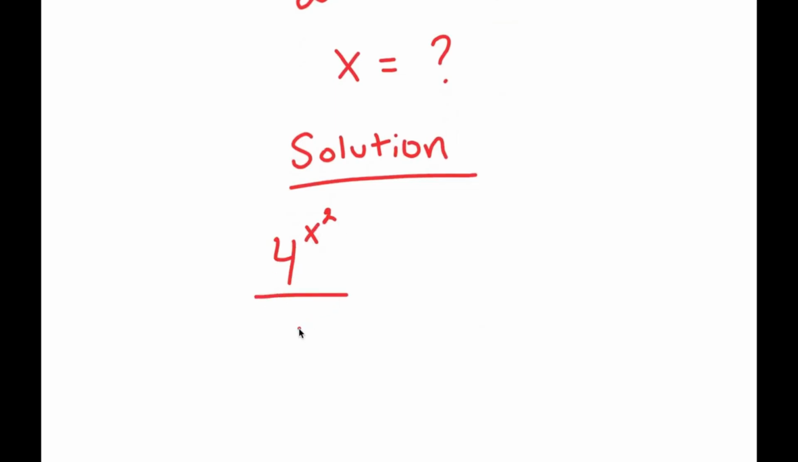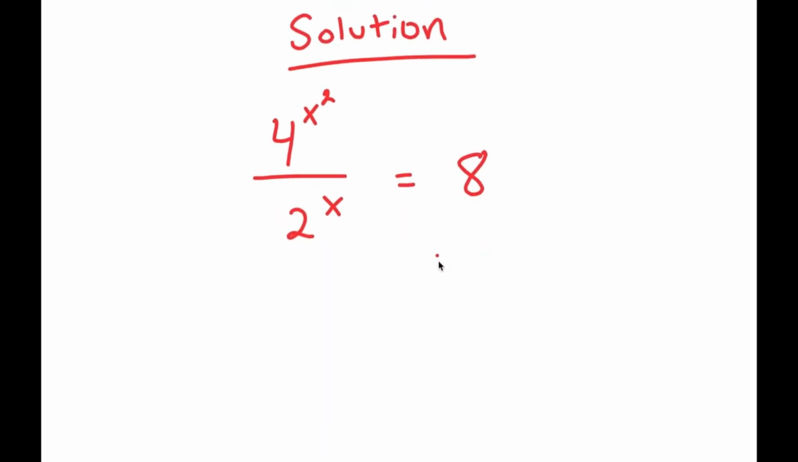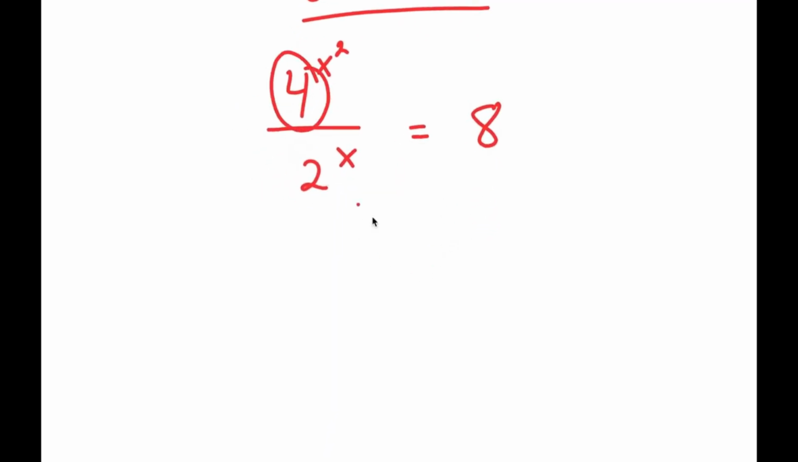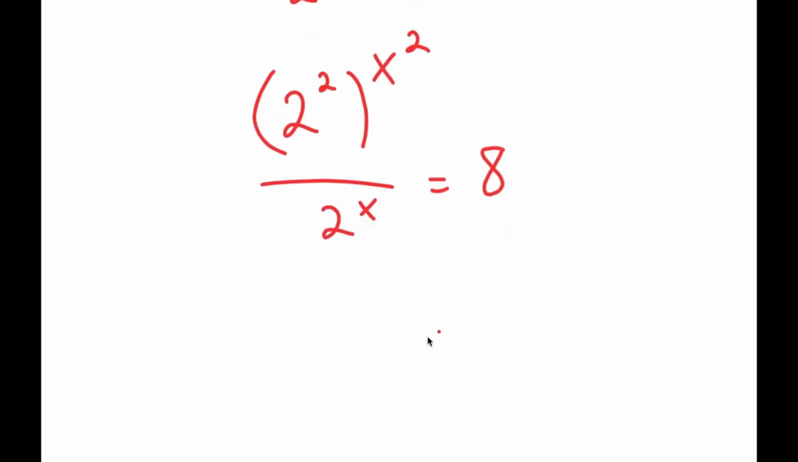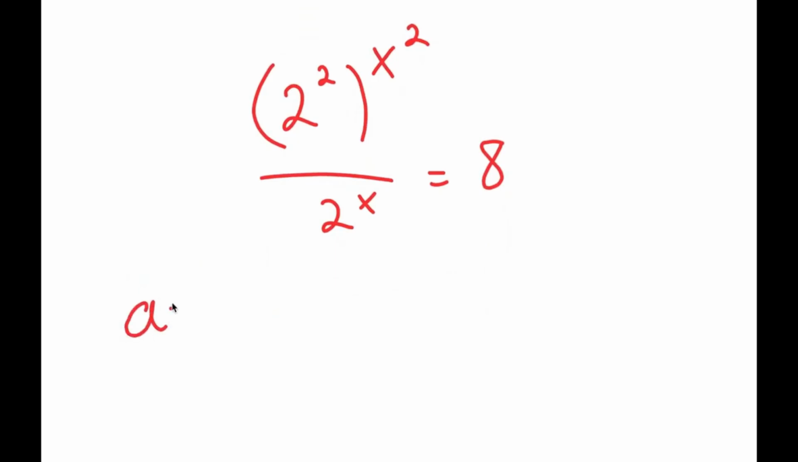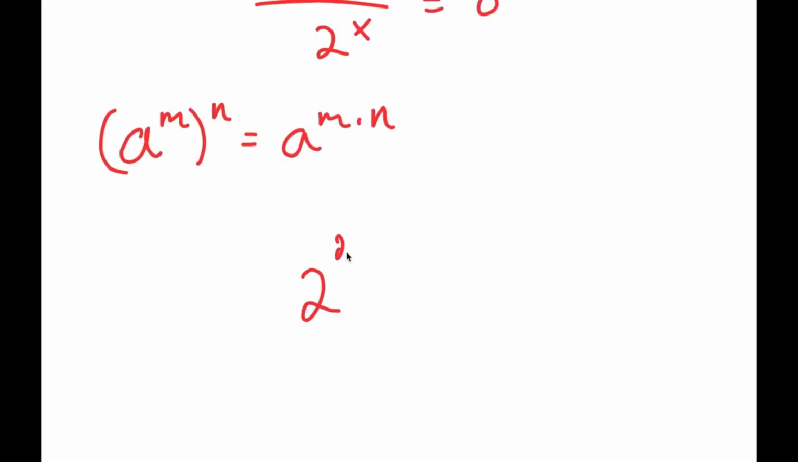So I have 4 to the power of x squared over 2 to the power of x is equal to 8. And what I'm first going to do is start by rewriting 4 here as 2 squared. So I have 2 squared to the power of x squared over 2 to the power of x is equal to 8. And if I have something in the form a to the power of m to the power of n, this is equal to a to the power of m times n. So 2 to the power of 2 to the power of x squared is going to equal 2 to the power of 2 times x squared. Now I have this over 2 to the power of x is equal to 8.